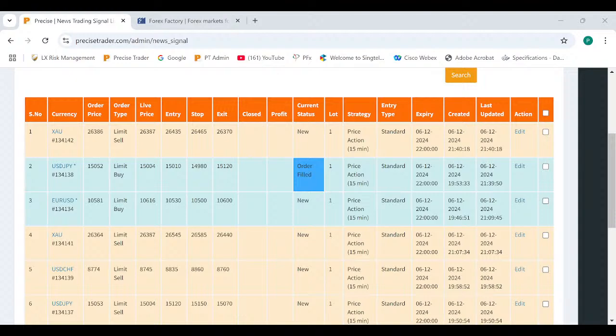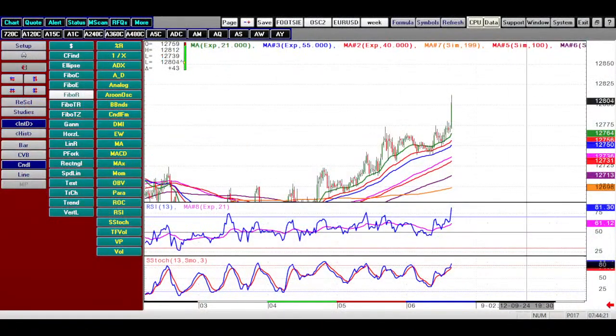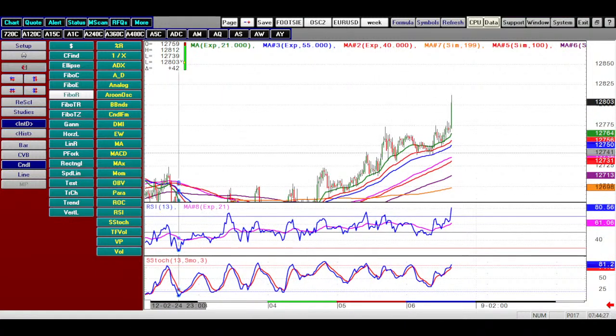Okay, we have 1 more minute left for this 15-minute candlestick to come to an end. Okay, gold, I think we missed it. Gold, actually, we're supposed to sell at 43. We missed it. I think we missed it by a fraction of a second.